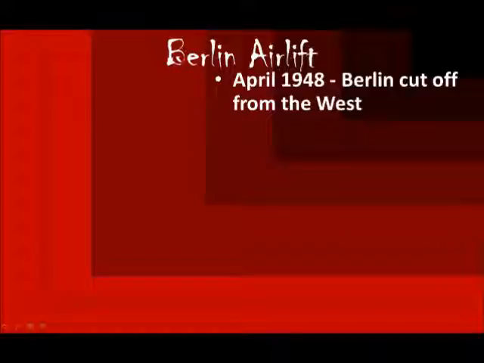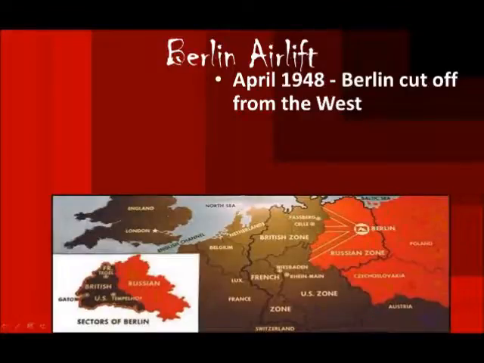In 1948, so we're just about 3 years after the end of the war, Stalin is fed up and he wants total control of Berlin. So he cuts off supplies from the West. As you can see on this map here, remember we've got the 4 parts of Germany and the 4 parts of Berlin. Stalin closes the roads and does not allow the trains to travel from the Western territories to Berlin.